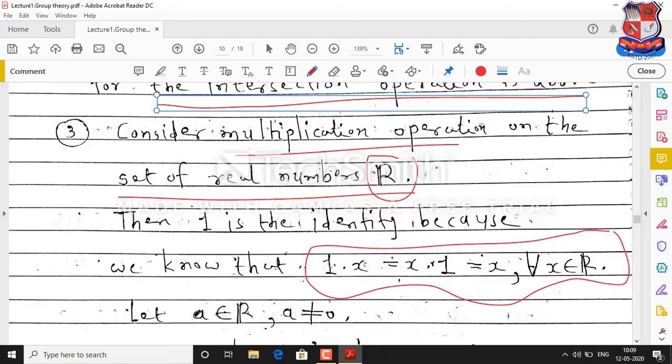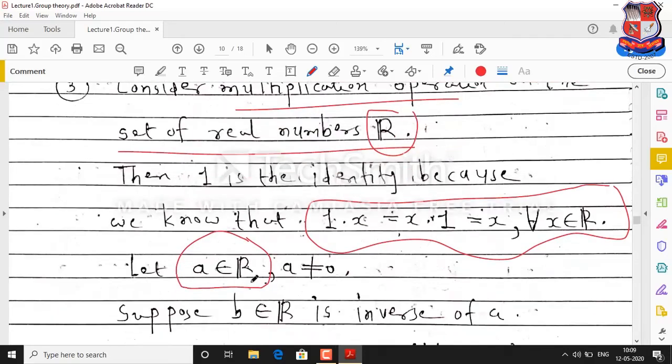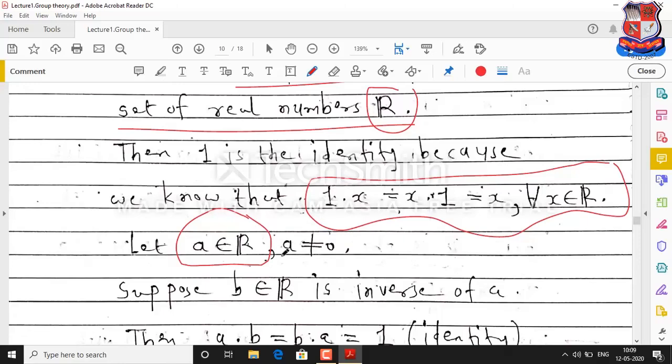So if I consider any non-zero element, first we check for non-zero elements, then we will check for what happens when A is 0. So suppose A is a non-zero real number, I want to check whether A has an inverse in R with respect to multiplication or not. So we will go in reverse way. First we assume that this element has an inverse in R. Okay, so suppose B is the inverse of A in R with respect to multiplication.